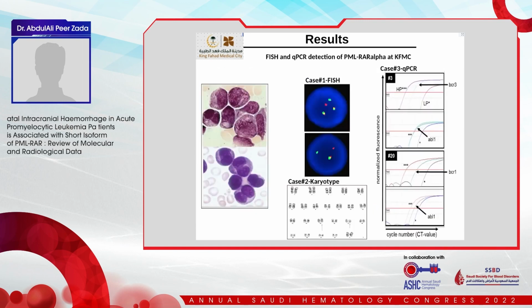The next slide shows you some data from KFMC for patients, FISH and qPCR results whenever there is a morphological indication. As you can see on the left panel, morphological indication of acute promyelocytic leukemia. We go for FISH analysis for PML-RAR alpha or karyotype analysis, and qPCR, as you can see on the right panel. qPCR was performed for the detection of BCR3, the short isoform, and BCR1, the long isoform. You can see these nice amplification curves, these growth curves, with the low positive and high positive. In the middle, you will see BCR3 and BCR1, and ABL as internal control. Next slide, please.